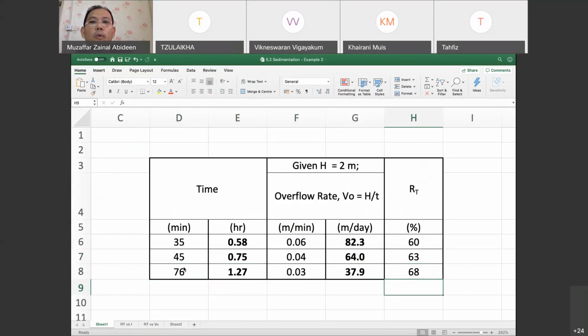So what is the next step? We've already got all this data. Anyone would like to take a photograph of this? Yeah, okay, take the photograph first. Please send it in the group, yeah. Thank you.